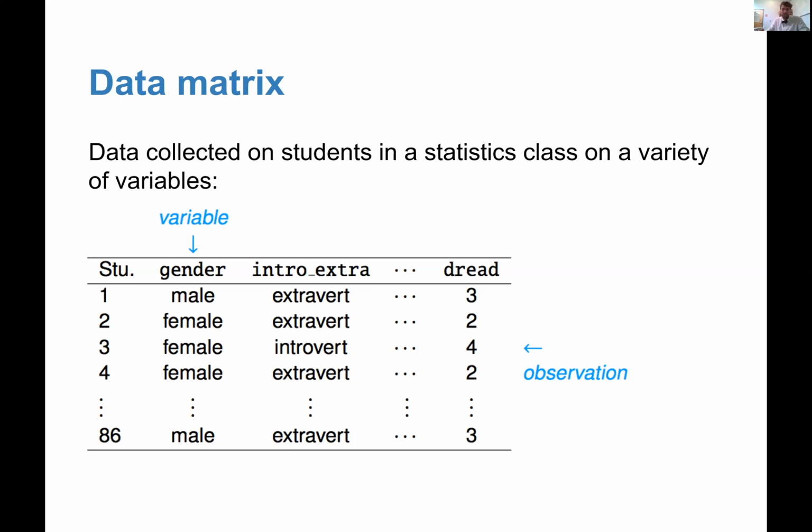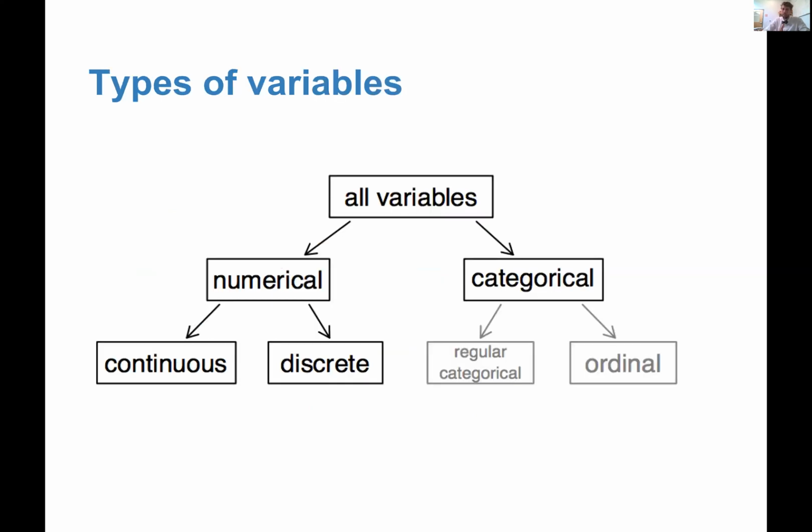Anyway, moving on. Types of variables. Variables can come in 2 different types: numerical or categorical. And then numerical, we can break into continuous or discrete. And then categorical, I have that grayed out because it's not as important, but you can be regular categorical or ordinal.